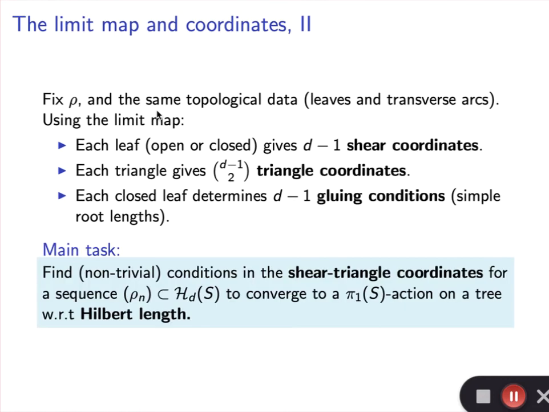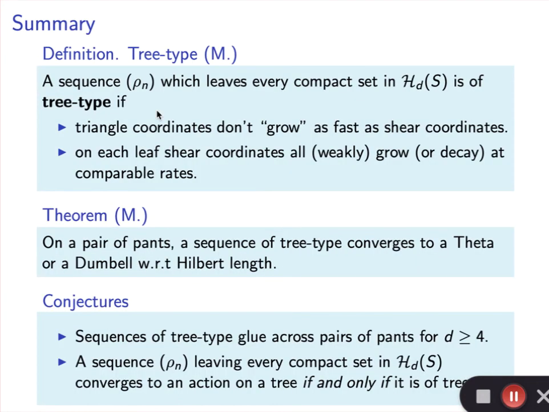And so the main task, which is a generalization to all dimensions of the main task from the very first slides, is to find non-trivial conditions in terms of the shear and triangle coordinates so that a sequence in the Hitchin components converges to a power action on a tree in terms of the Hilbert length, which is the ratio of the top by the bottom eigenvalue, and then you take the logarithm. And so the results and the definitions are very similar.